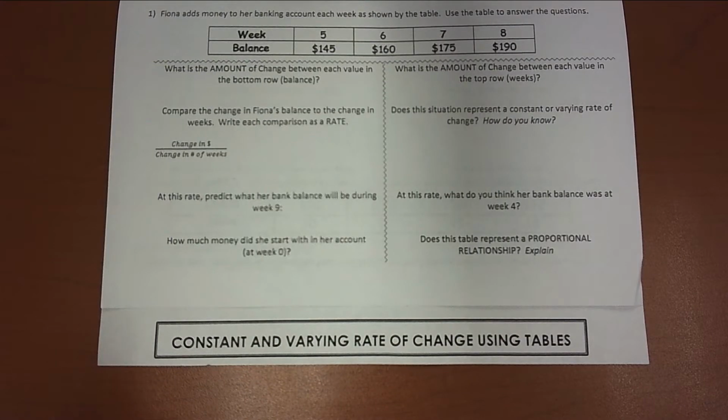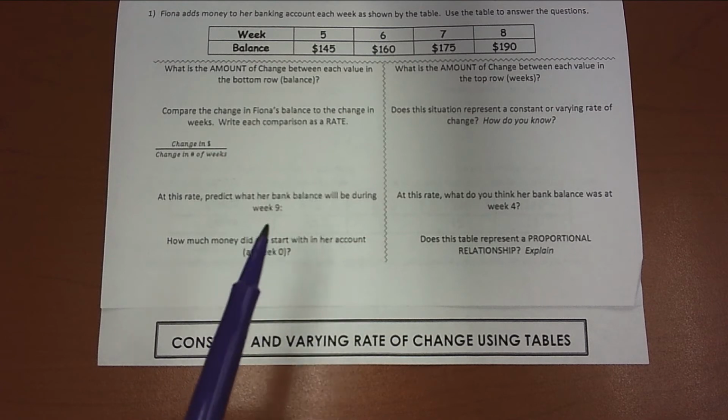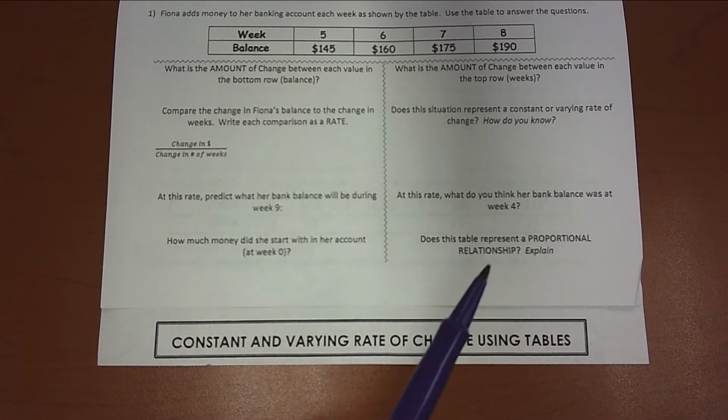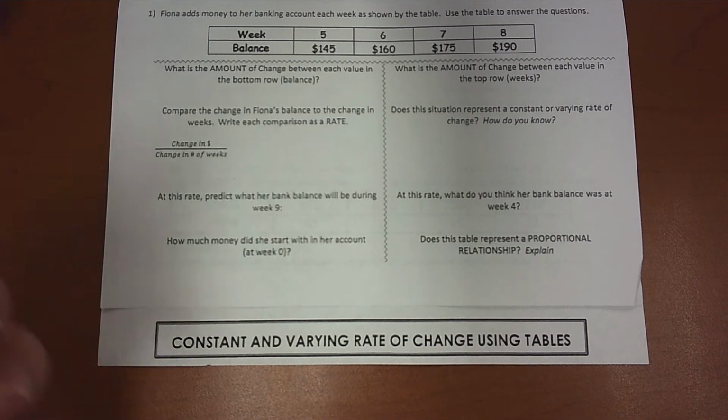Today we're going to be talking about constant and varying rate of change using tables. We're also going to jump into tables and graphs in a little bit. But a constant rate of change means that things are changing at a consistent rate. A varying rate of change means that things aren't changing at the same pace. They're changing differently depending on different times or different input values.